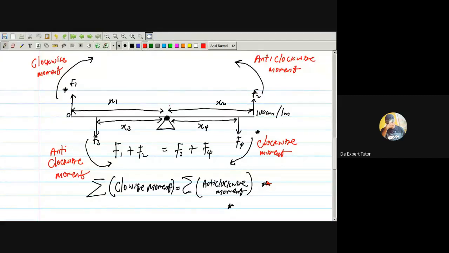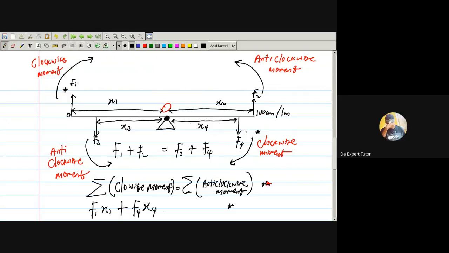This is our reference point. Let me call that point O, where we are picking our moments from. So for my clockwise moment, I'll first pick F1 times distance x1. This one is creating clockwise moment. Another force creating clockwise moment is this F4. So how do we calculate the moment of this F4? It's simple, just the same way we have been calculating. F4, distance of this force to this point where we are picking moment is what? X4.